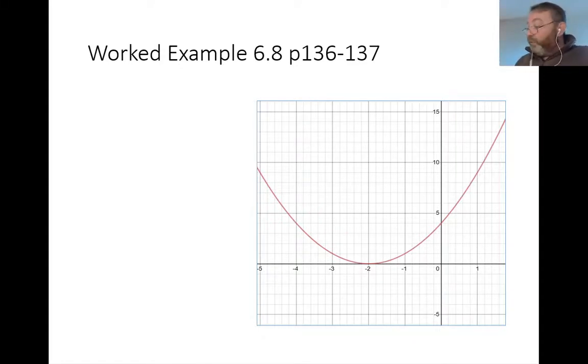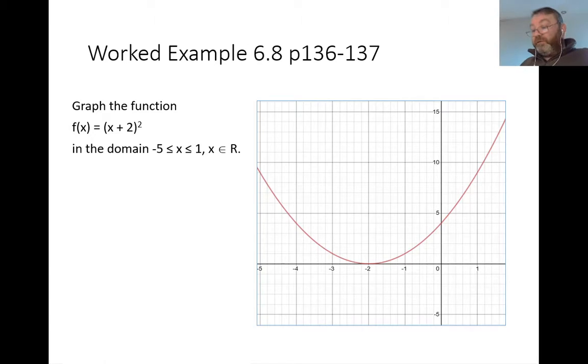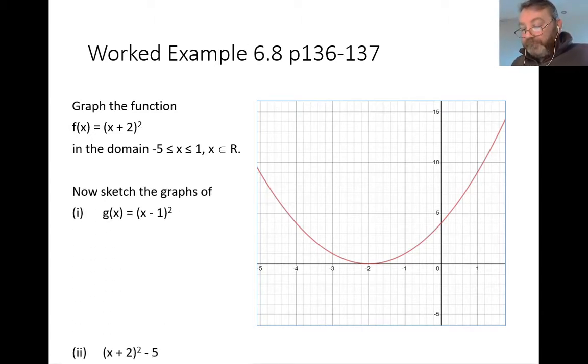And there's the graph. So when you plot your tables, that's what you're going to get, in the domain minus 5 to 1. So what do they want me to do with it? Now sketch the graphs of these two.